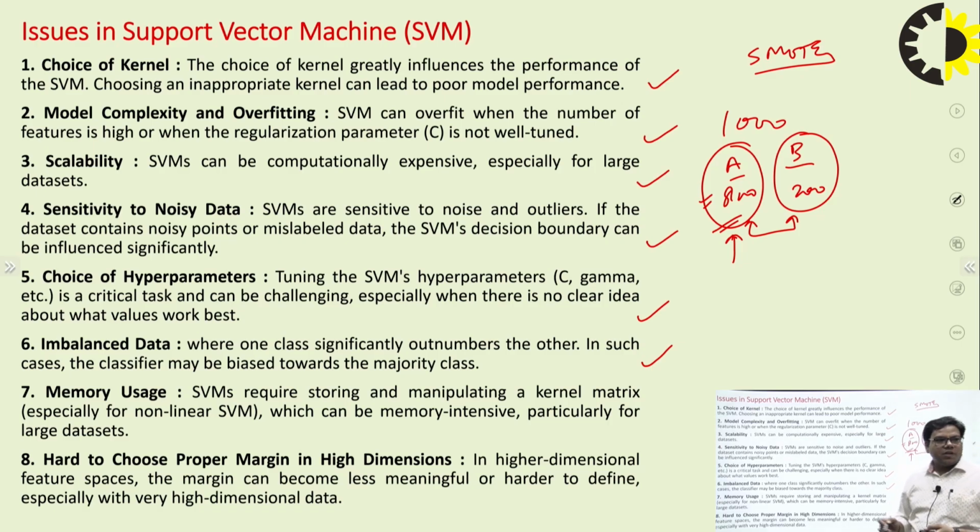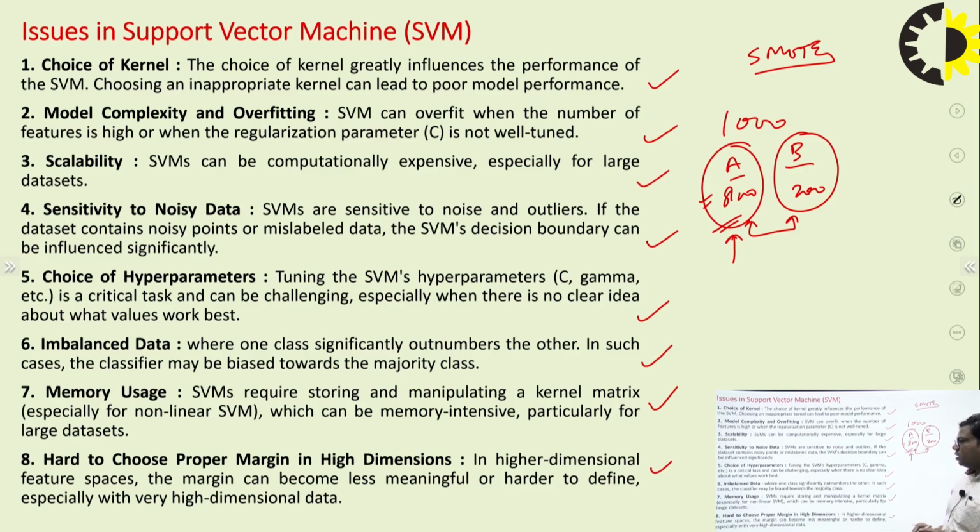Right. Next is memory usage. Yes, again, if your data set is large and your data is non-linearly separable, then we need a high amount of memory for storing the kernel matrix as well as the input data for converting from low dimension to high dimension. So that's why memory usage is an issue with SVM.